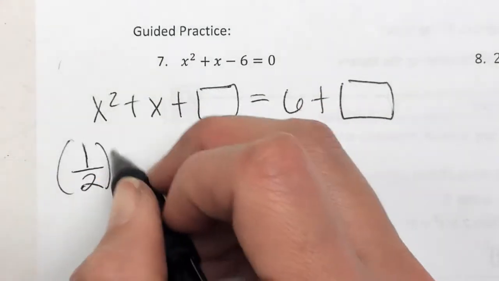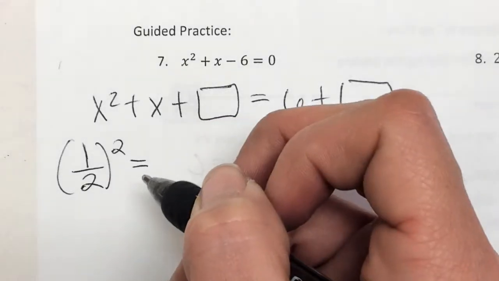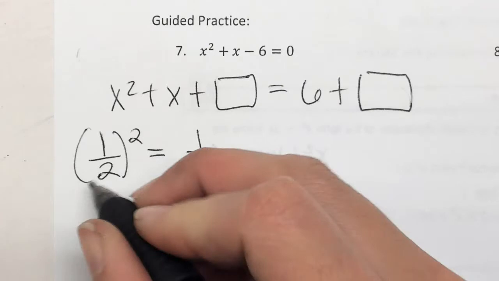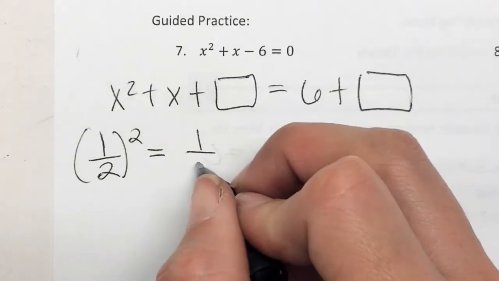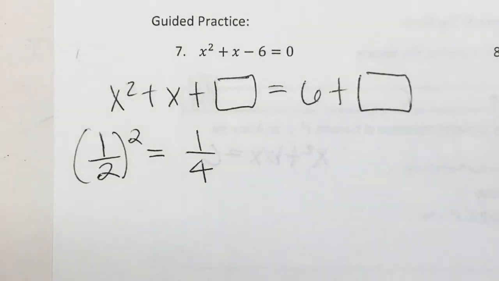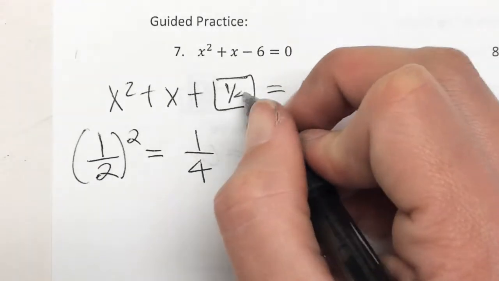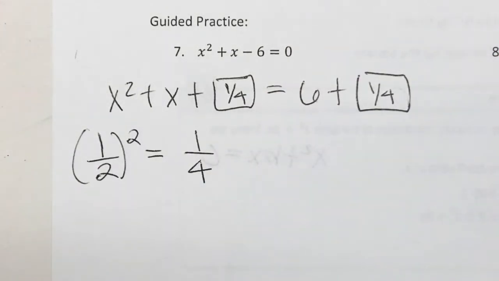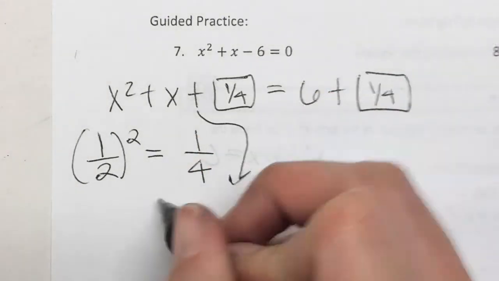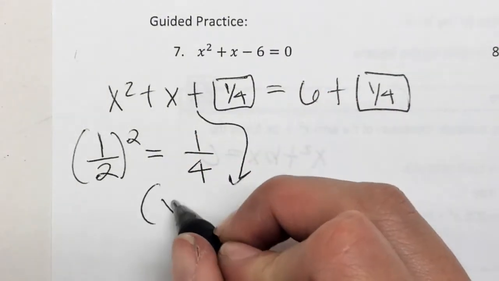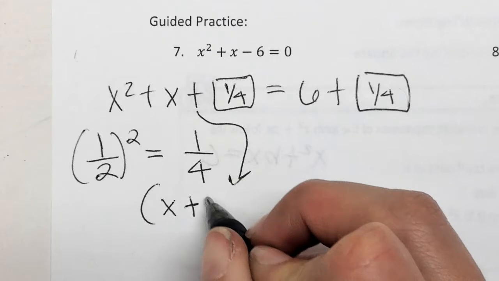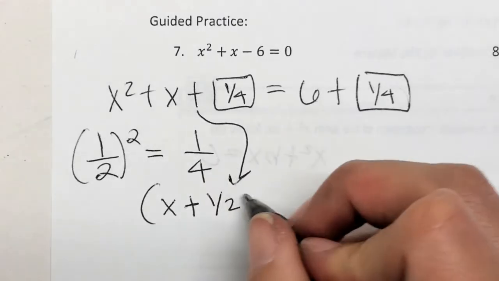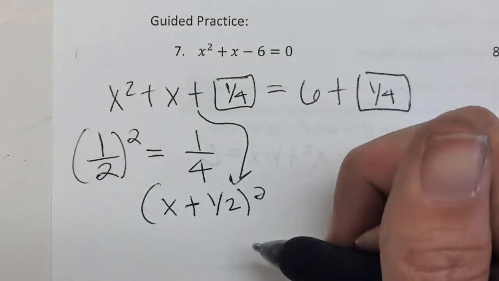When I square this, squaring fractions is easy. You just square the top. So 1 squared is what? And square the bottom, which is what? Alright, what goes in the box? 1/4. Good. Alright, this as a binomial squared will be what? 1, not 1/4. 1/2. It's going to be half of b, which is 1/2.